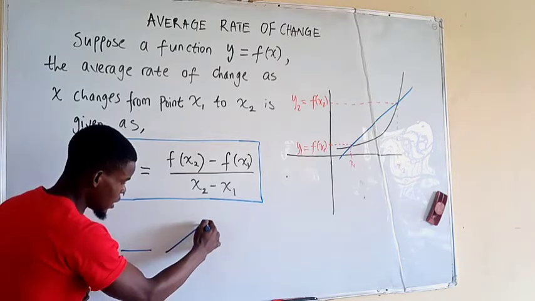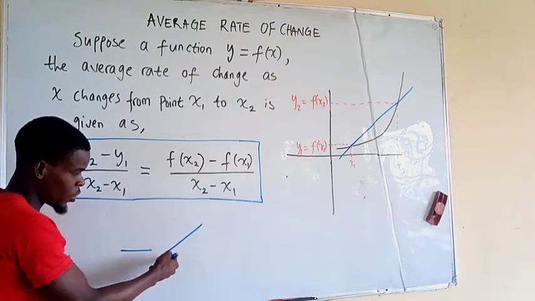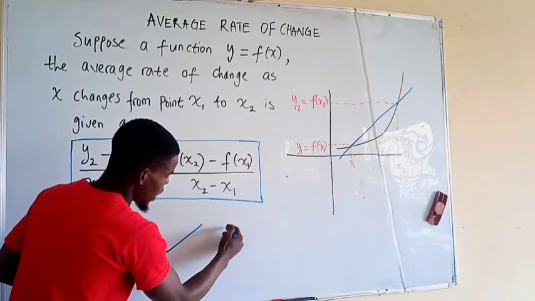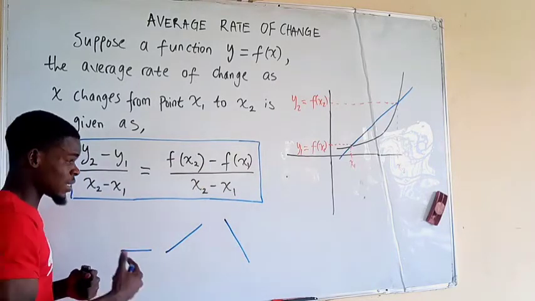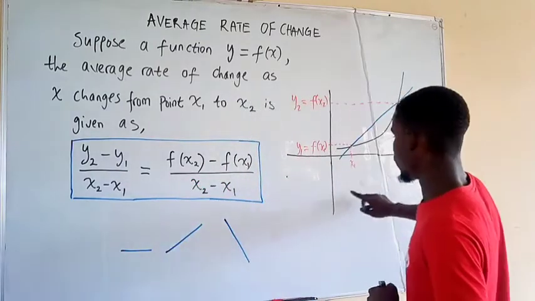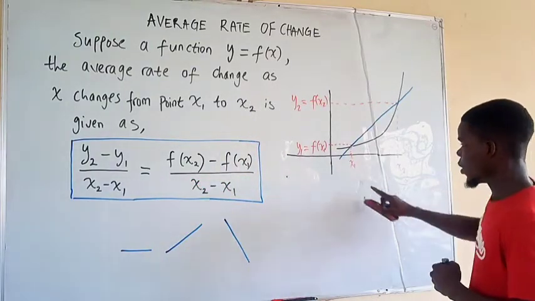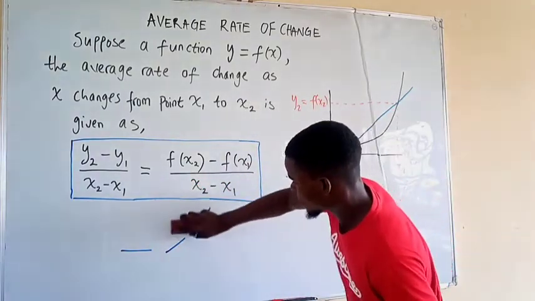Maybe we have something like this. This one is okay, going up like this, right? Maybe we have another one that goes this way. So you just measure the slope of a line. Good. That is what we mean by the average rate of change from point x1 to x2.